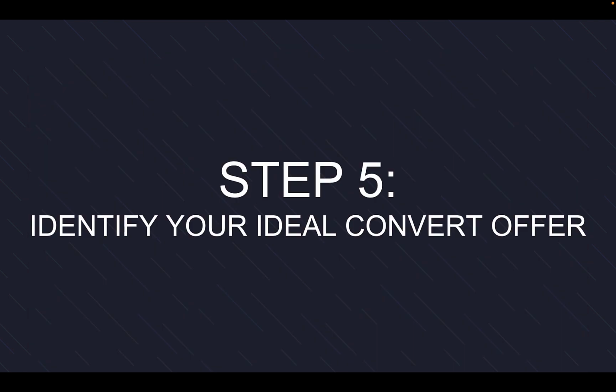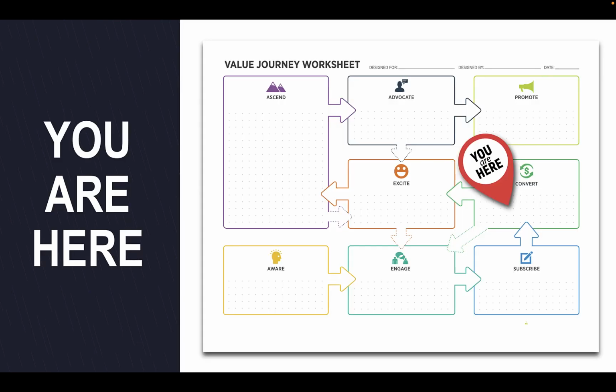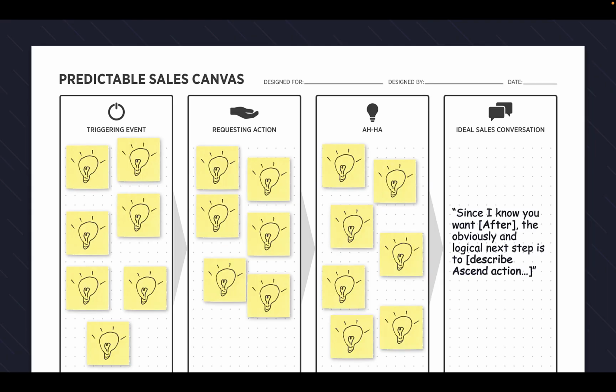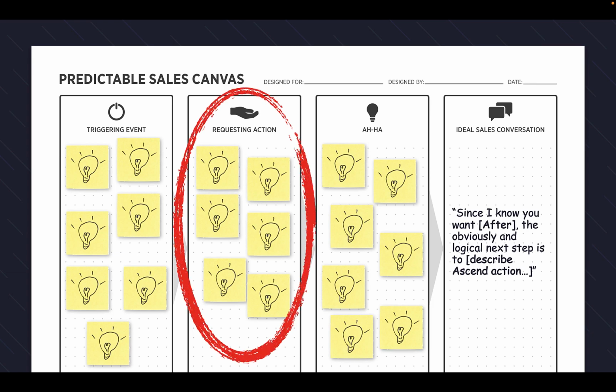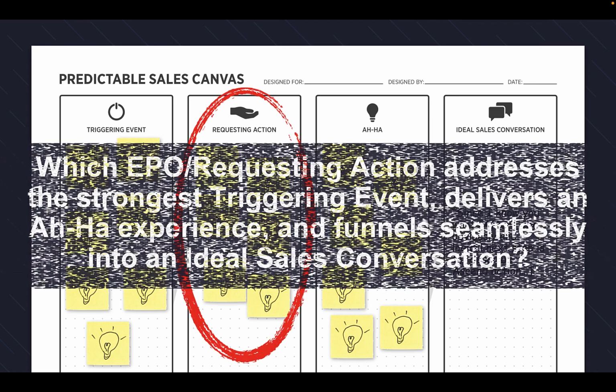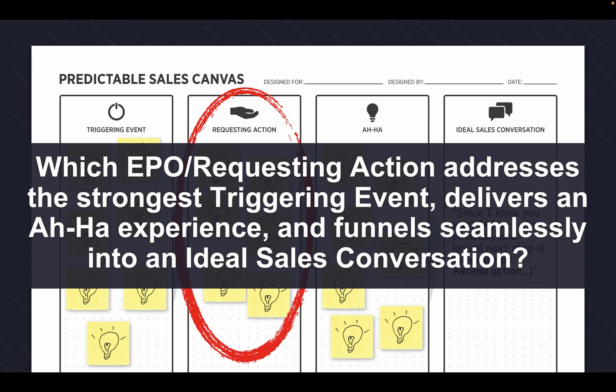Step 5 is identifying your ideal convert offer. It's time to choose the requesting action. Which entry point offer or requesting action addresses the strongest triggering event, delivers an aha experience, and funnels seamlessly into an ideal sales conversation?